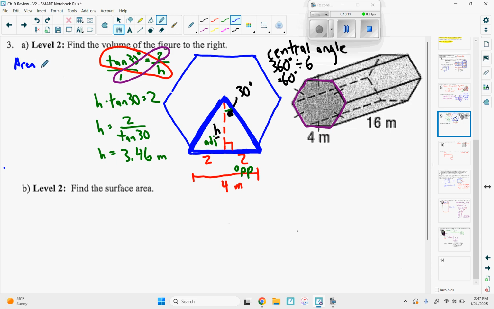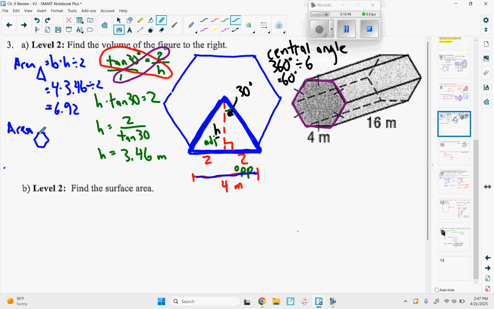So the area of my triangle, again, is base times height divided by 2. My base is 4, right? 4 is the side length, times my height of 3.46, divided by 2. So my area of my triangle, I put in my calculator, is 6.92 meters squared.